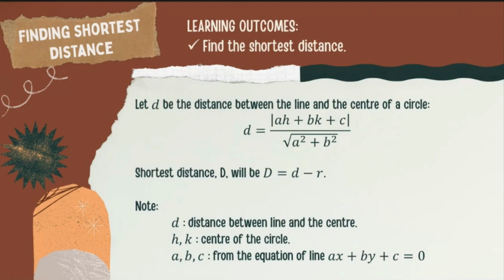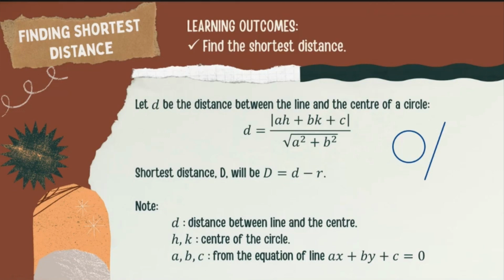Okay, maksud shortest distance tu macam ni. So tadi saya buat gambar rajah ini kan. So we have one circle and kita ada line ini. Kan dia tidak ada intersection. So maksud shortest distance, okay.